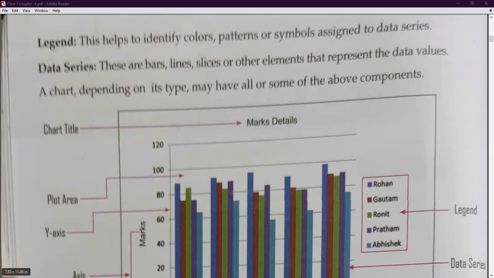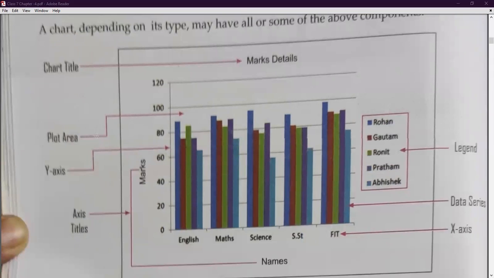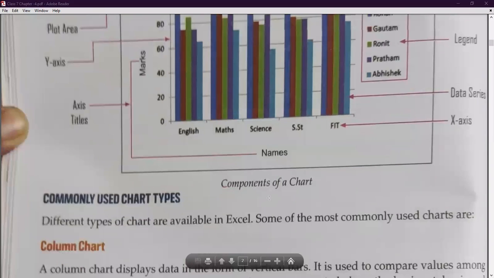So a chart, depending on its type, may have all or some of the above components. A chart may consist of components such as x-axis, y-axis, legends, data series, and so on. Here, for further details, you can see that this is the chart title. You can see the plot area, and this is the y-axis, the vertical axis, and the axis titles. You can see legends here, the data series where we are using bars, and this is the x-axis. So this is how you can understand the components of a chart.